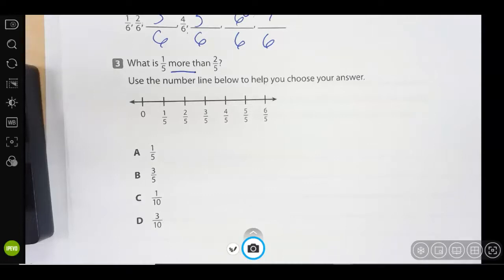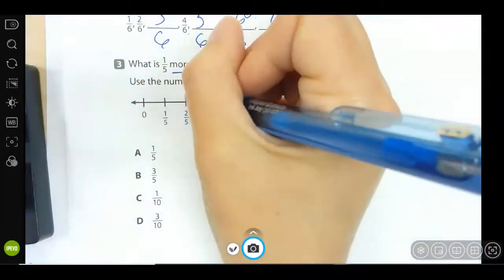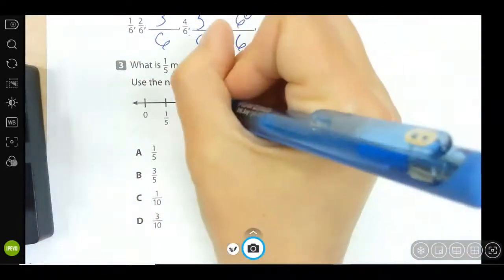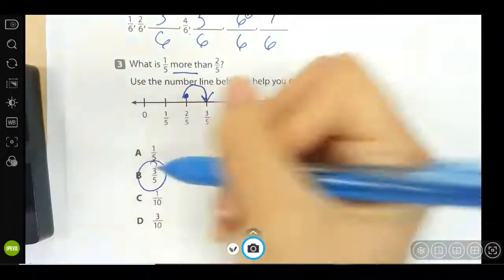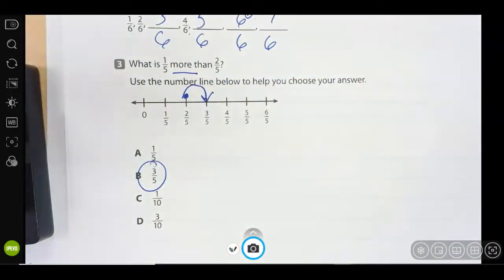Good. She's going to start at 2/5 and draw one hump. Perfect. So what's your answer, Miss Bailey? 3/5. Yeah. So she's going to start at 2/5 and draw 1/5 more. So B, 3/5. Thank you, Bailey. Can you erase the up top too, please? Thank you.